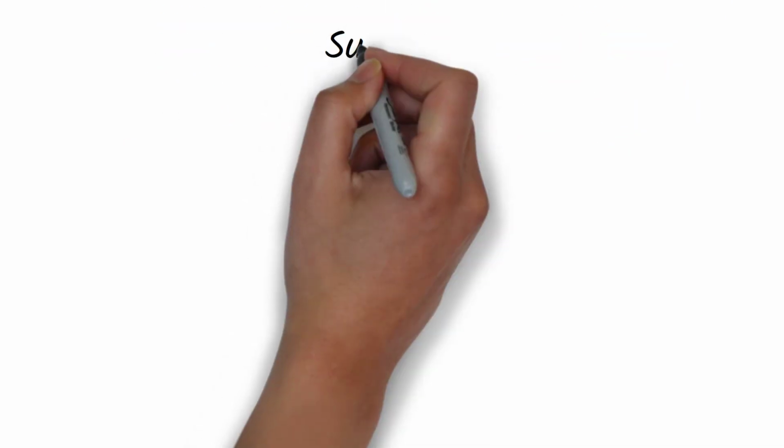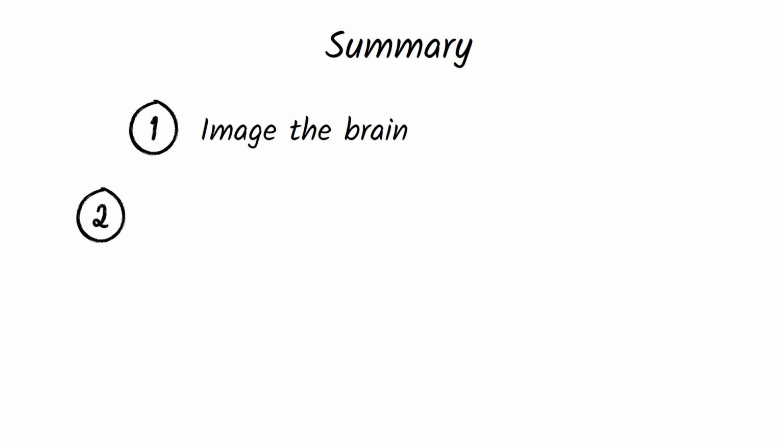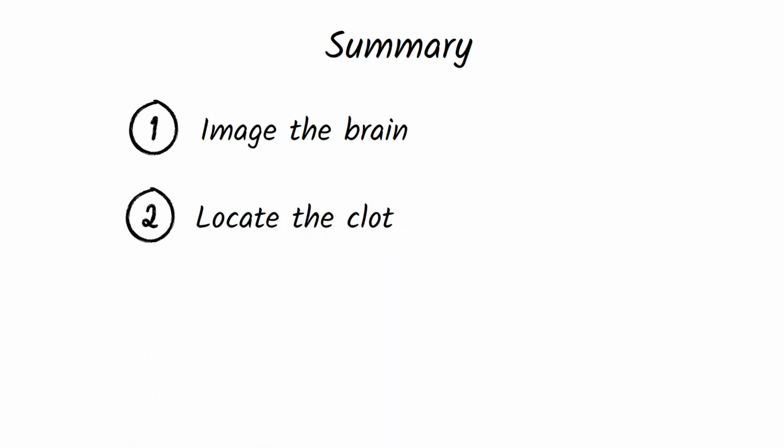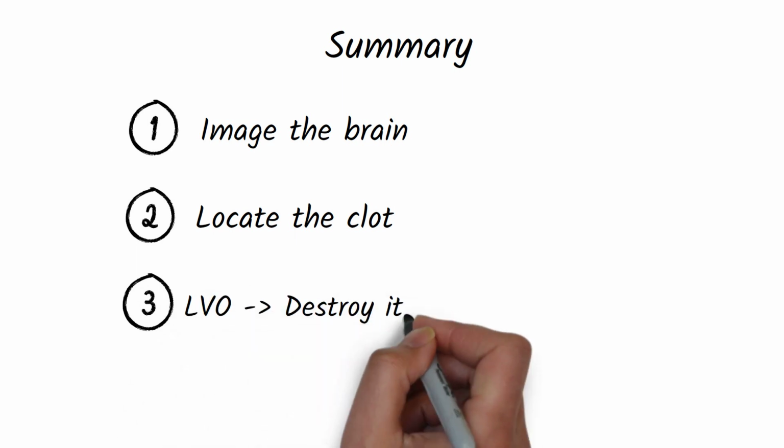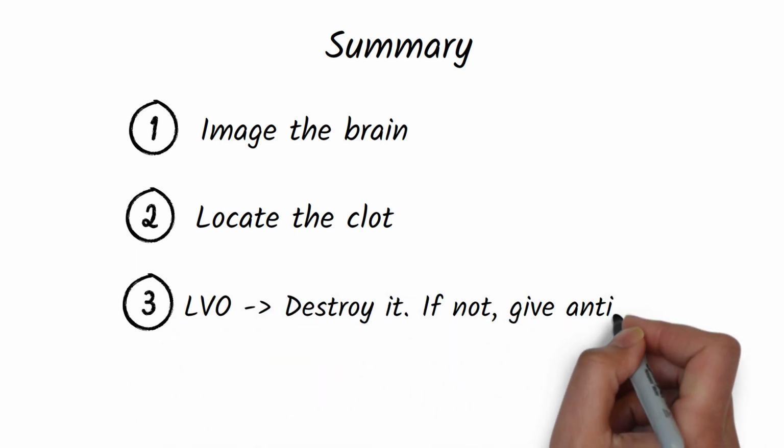The key take-home point of this video is to remember the time since symptom onset. The first step is to image the brain to check if it's actually a stroke that's causing the symptoms. And if it is, and depending on the timing of presentation, give drugs to try and dissolve it. Then locate that clot with an angiogram. If the clot is occluding a large vessel, destroy it with mechanical thrombectomy.